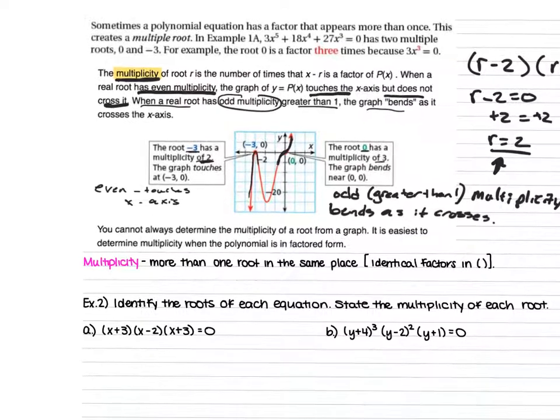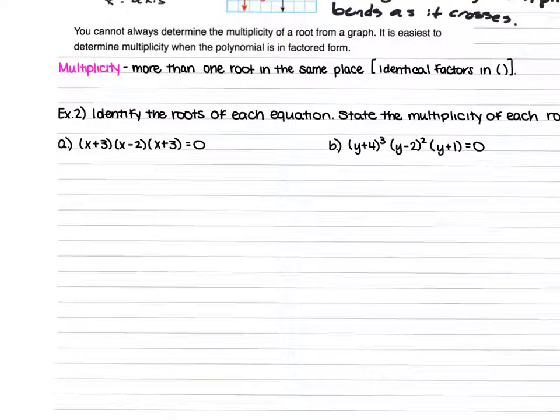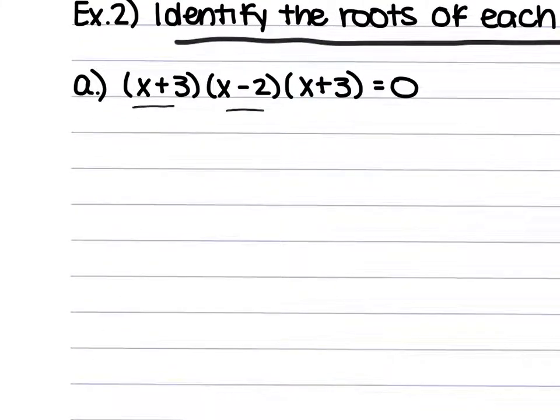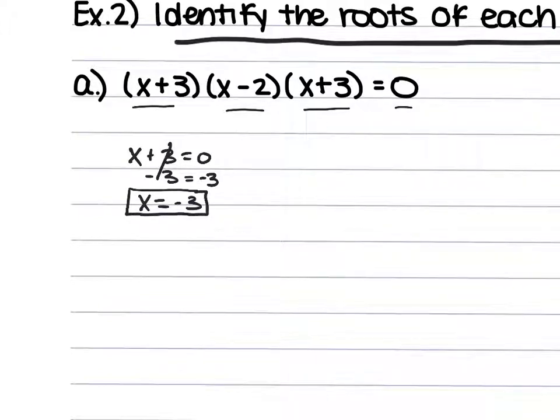So here's what you might see when it comes to test time, when it comes to multiplicity. It says, identify the roots of each equation and then state the multiplicity of each root. So let's do this just like yesterday. Here are 3 factors, and we want to figure out where they equal 0. So how would I do that? You make x plus 3 equals 0, and then you subtract 3 from both sides. And that's x equals -3. Okay, so one of my roots is -3, and then what?